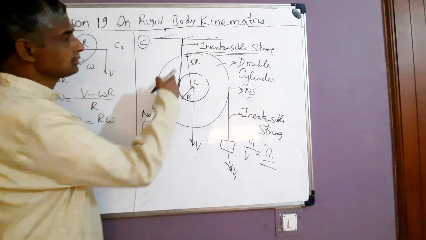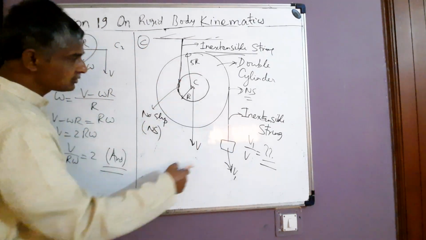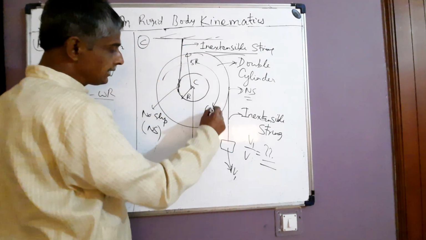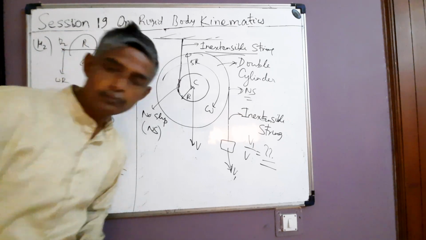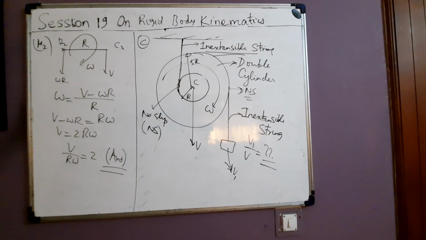Now one more thing to be noted in this diagram. As the center moves down, the double cylinder will rotate at some angular speed omega with respect to ground. Okay.